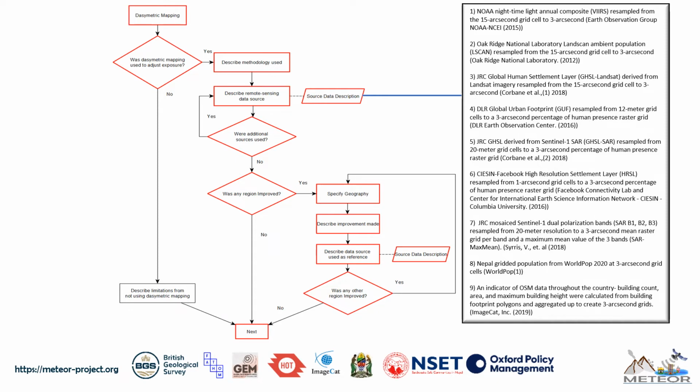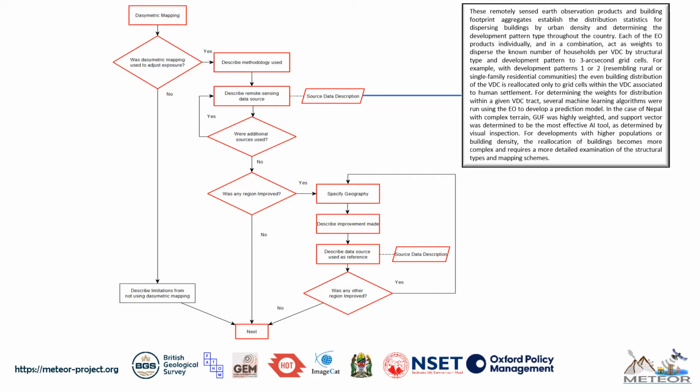The data was obtained from the U.S. National Oceanic and Atmospheric Administration, NOAA, NASA, the U.S. Oak Ridge National Laboratory, the European Commission Joint Research Center, the German Aerospace Center, WorldPop, and OpenStreetMap. These remotely sensed Earth observation products and building footprint aggregates establish the distribution statistics for dispersing buildings by urban density and determining the development pattern types throughout the country.